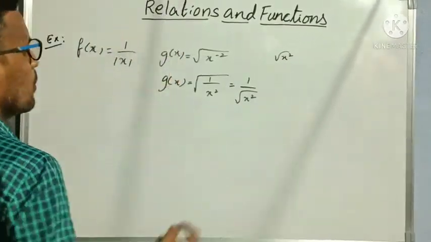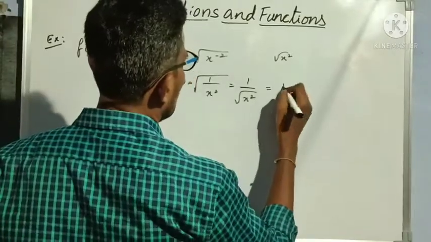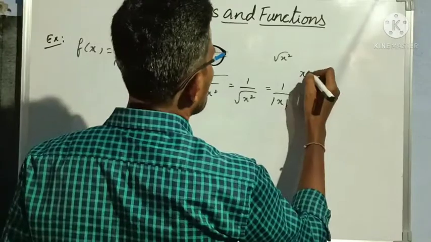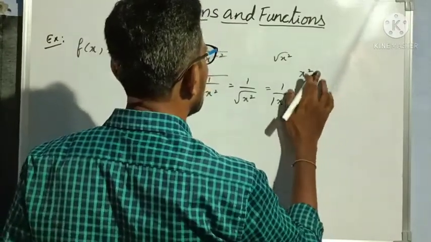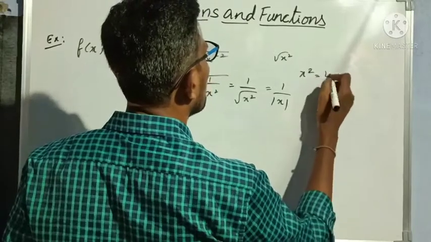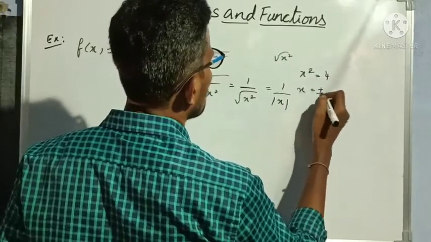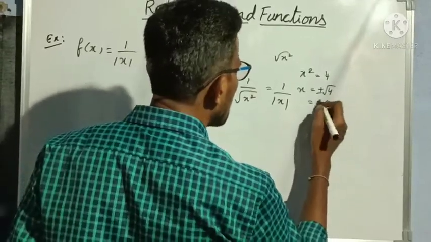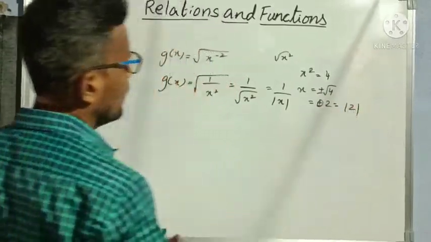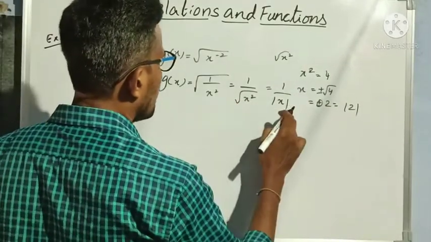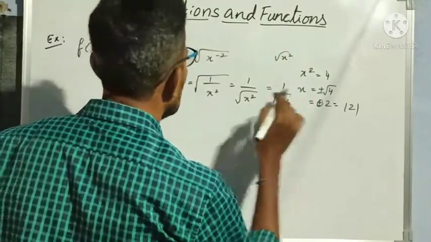Okay. So what is the value of square root of x square? It is nothing but modulus of x. Why? Because if x square is equal to 4, then x is equal to plus or minus square root of 4, which is plus or minus 2. So in place of plus or minus I am using modulus. Understood? So square root of x square is modulus x.